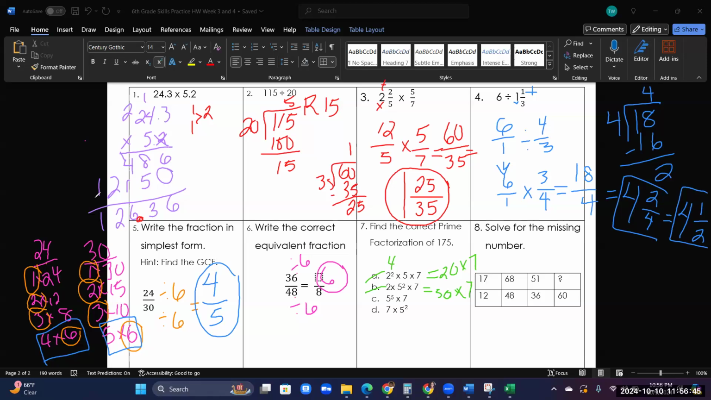See, we got 5 to the 5th, which would be 5 times 5 times 5 times 5 times 5. We know 5 times 5 is 25, and 25 times 5 is 125. So clearly, this would be too much. So we'll check out D to be safe. 5 times 5 is 25, and then that'll be 25 times 7. So the correct answer would be D.